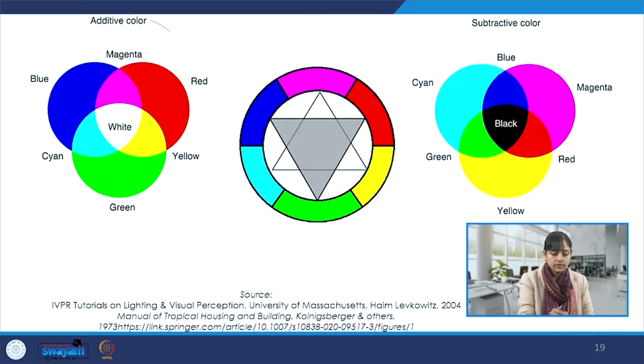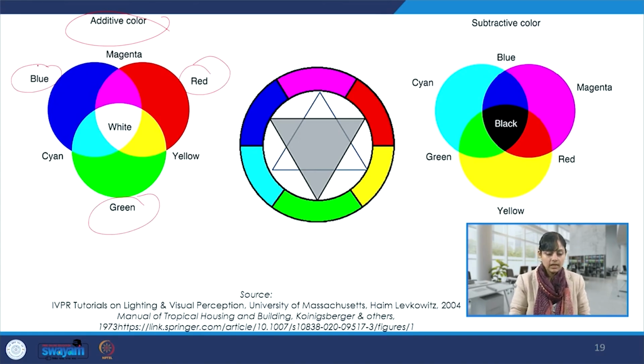So if we look over here, the additive color, and there is this red, there is green, and there is blue. So there is RGB scheme, and their combinations give us certain results. And these are additive colors.